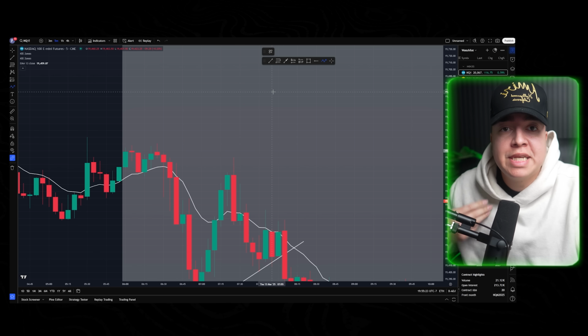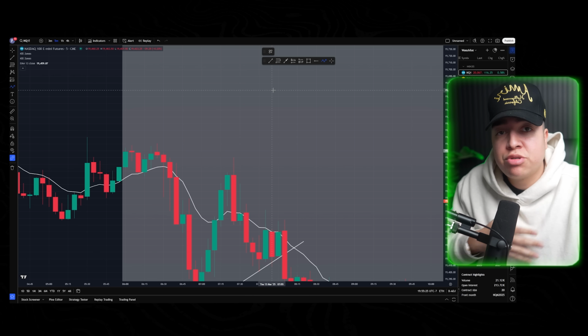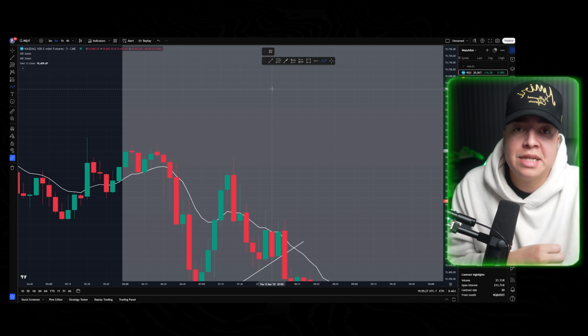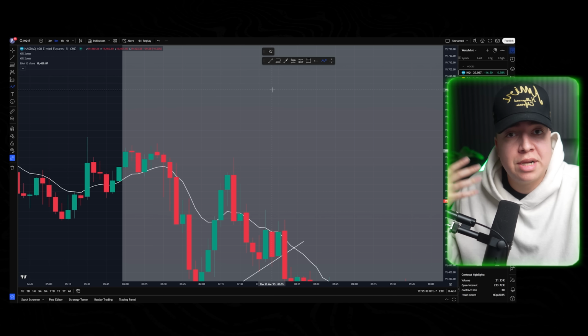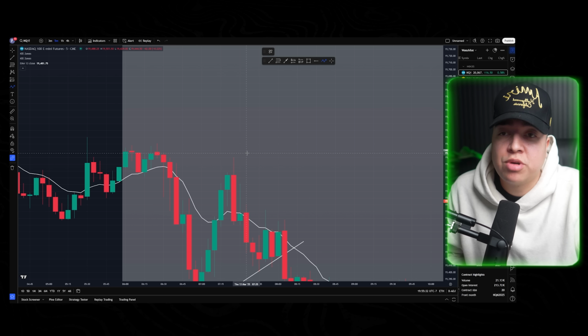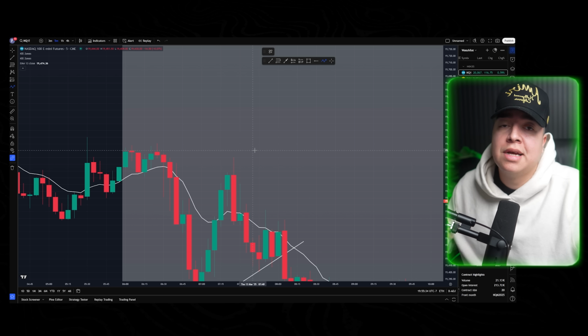Our third confluence is a breakup structure. Now, market structure is very important when it comes to trading. This is how we determine what the market is trying to tell us, right? So the way market structure works is we move in higher highs and lower lows, right?